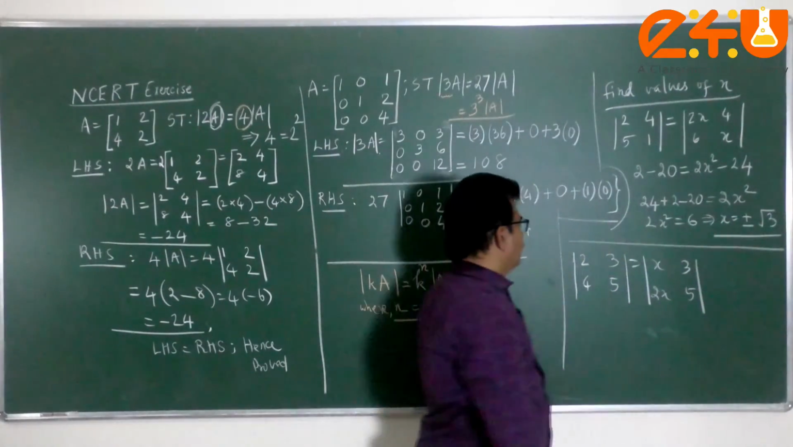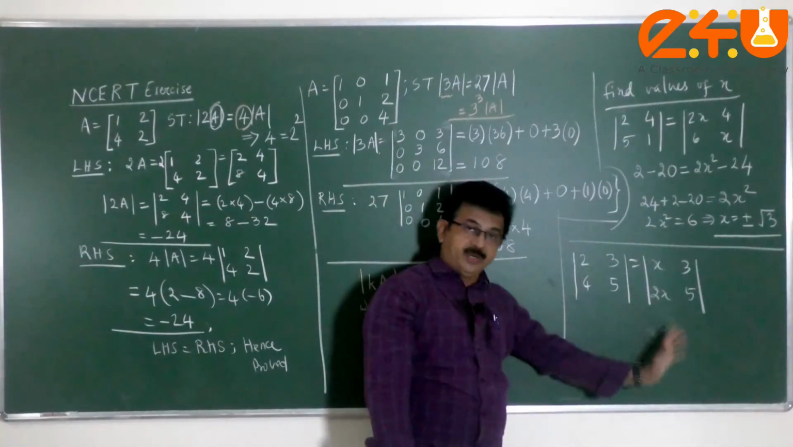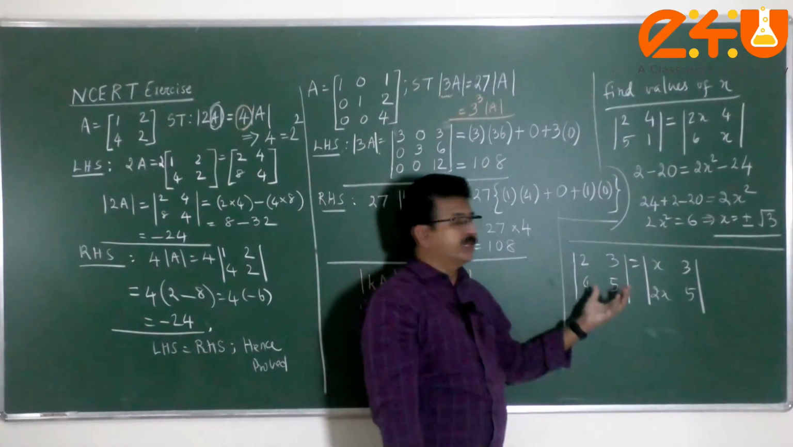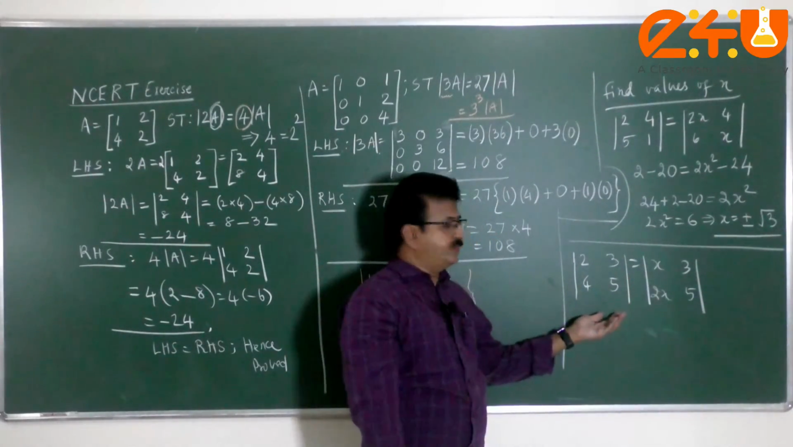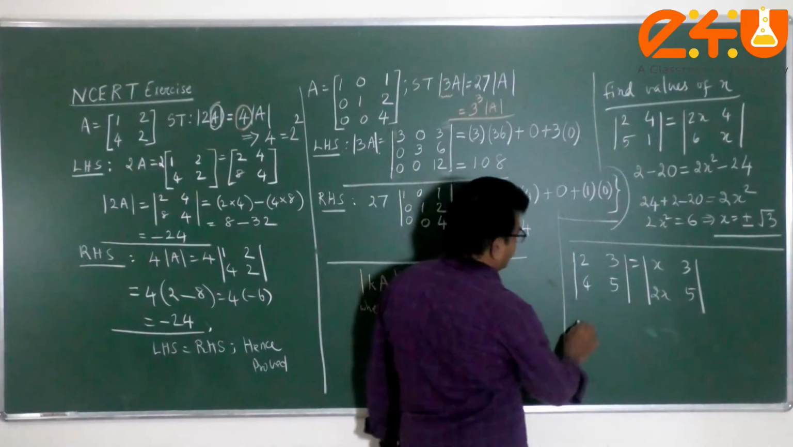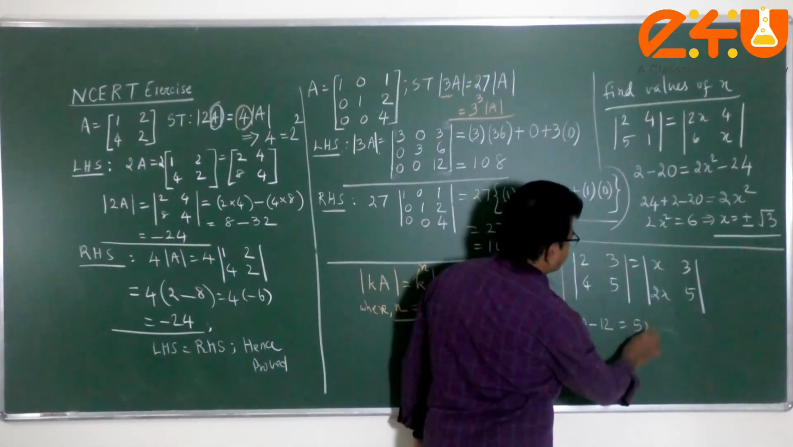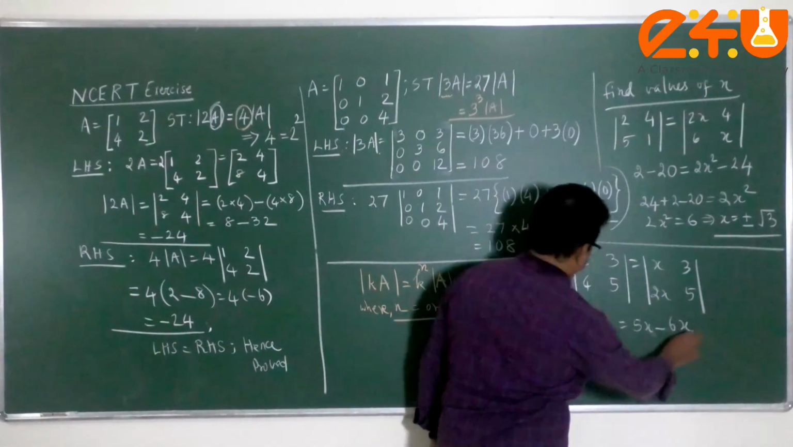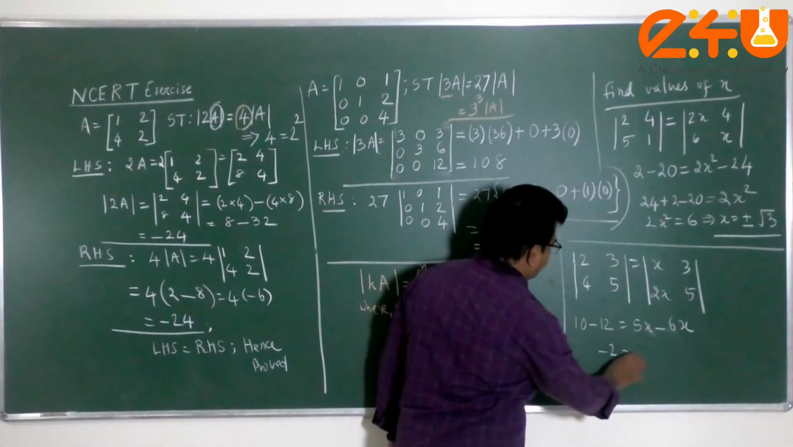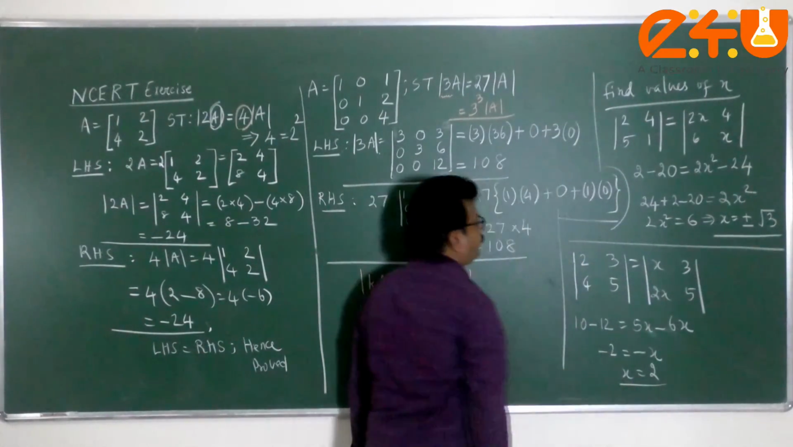Let us proceed to the other question here. In the same way, we cannot compare the elements as such. We need to compare the evaluated values of the determinants on LHS and RHS. So it is 10 minus 12. It is 5x minus 6x. So negative 2 is negative x, and the x happens to be 2.